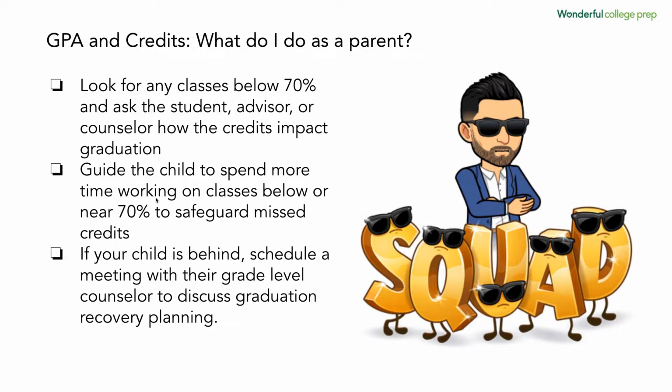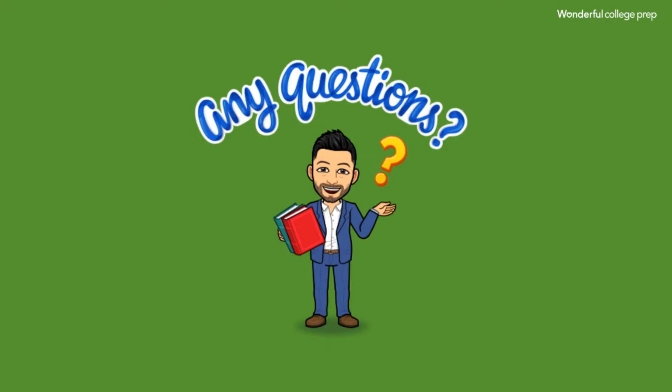Also, if I have a student who only has one class that fell below that 70%, maybe try to help them give more time to that one class. Look at their schedule and how they're doing their work and when they're completing their work, and try to get them to spend more time on just the one class. Next, if your child is behind, especially in credits, this is a great time to schedule a meeting with counselors to look at the graduation path and how close we are to getting them on track to graduate with all their peers and colleagues.